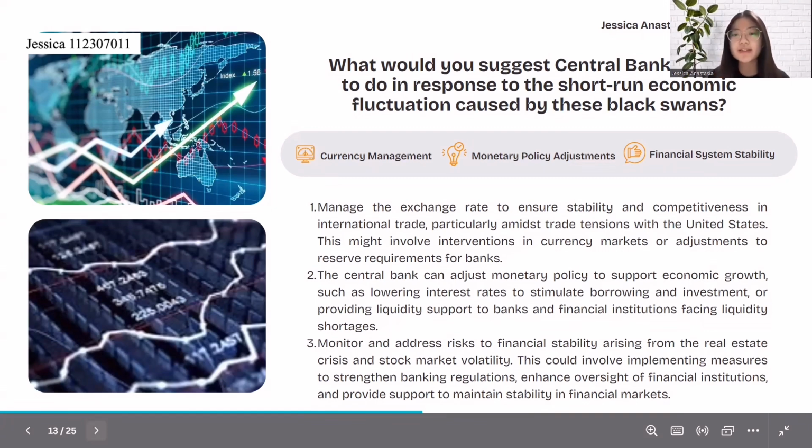And the last one is financial system stability. Monitor and address risks to financial stability arising from this real estate crisis and stock market volatility. This could involve implementing measures to strengthen banking regulation, enhance oversight of financial institutions, and provide support to maintain stability in financial markets. That's all.